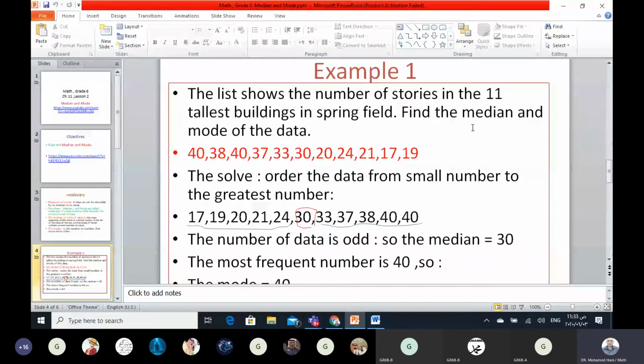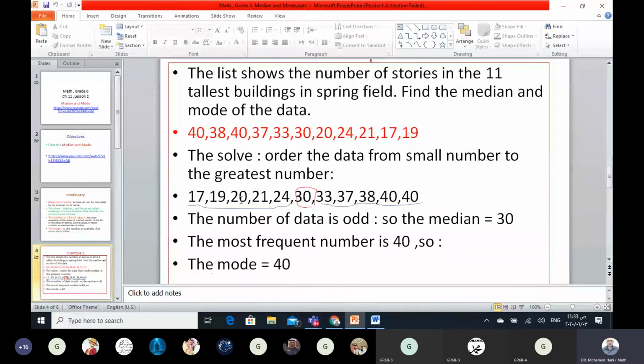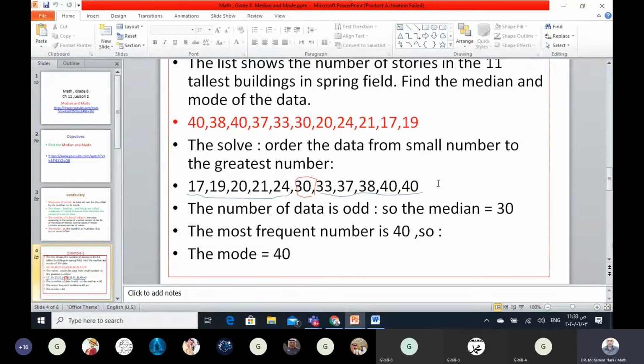Remember always, when you want to find the median, the first step is to rearrange the data, order the data from the small number to the big number. So the first step, order the data. So now this data after the order, the small one is 17, the big value is 40. Now count the number of the data. Here we have 1, 2, 3, 4, 5, 6, 7, 8, 9, 10, 11. 11 is an odd number.